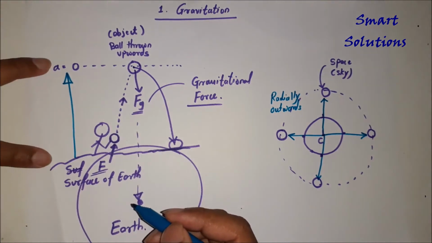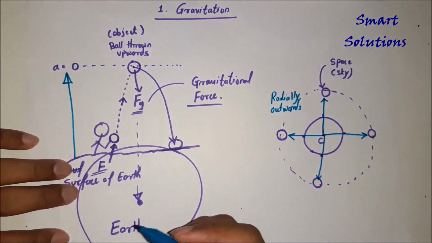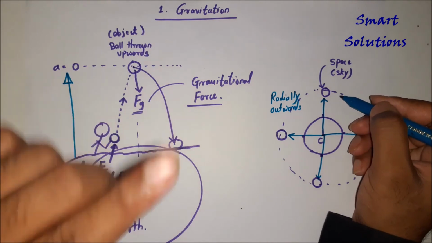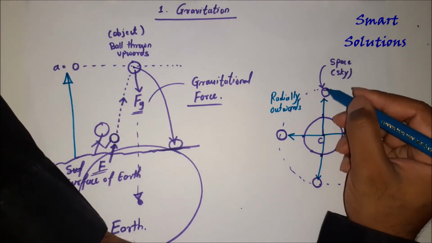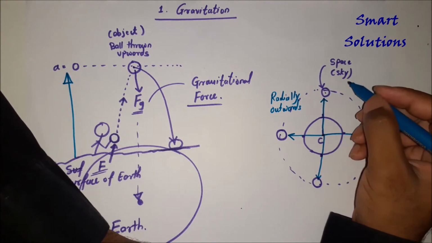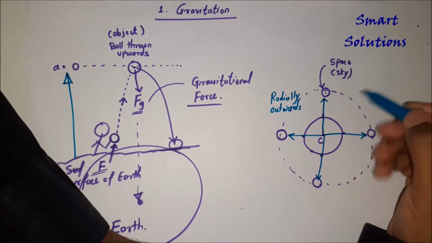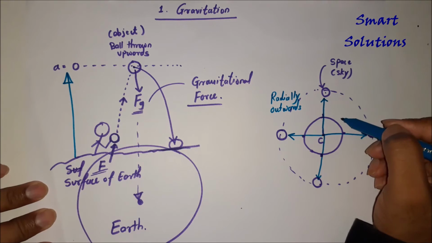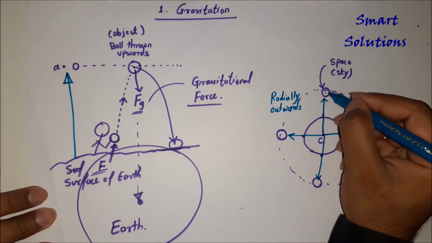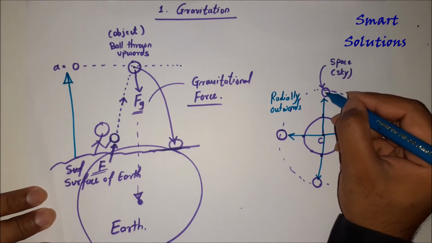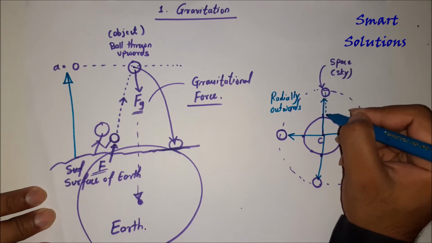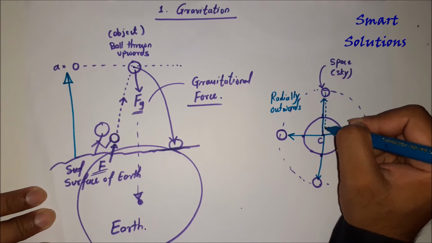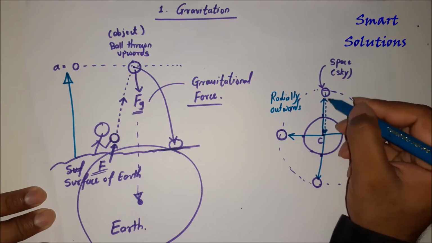Say now, after covering this distance here, the force which was acting initially vertically on this ball is zero. Now when the ball has reached this height, it is time for the ball to return back onto the surface of Earth. So what will the ball do? The ball will try falling downwards in the same radially inward direction. So now its direction will be radially inward.